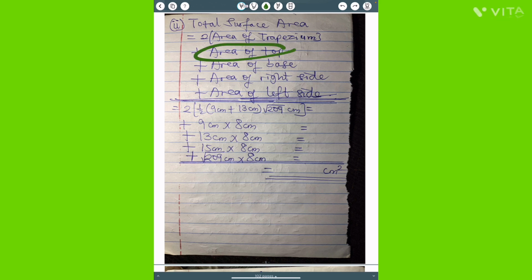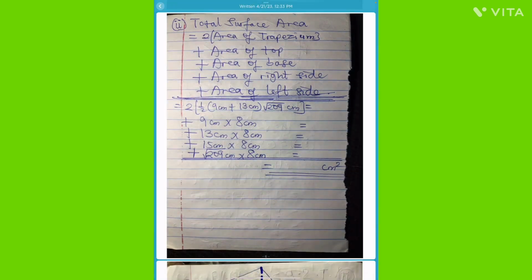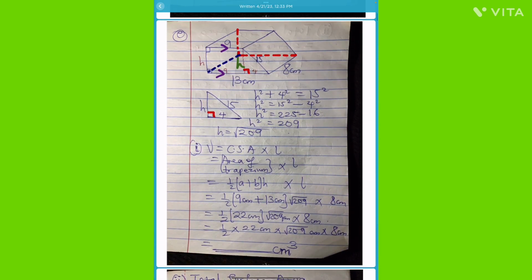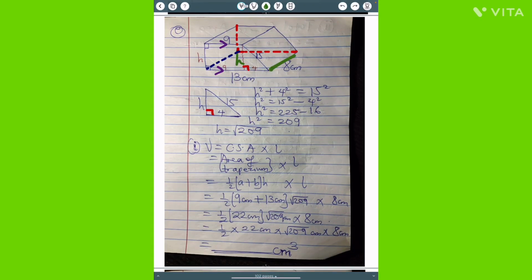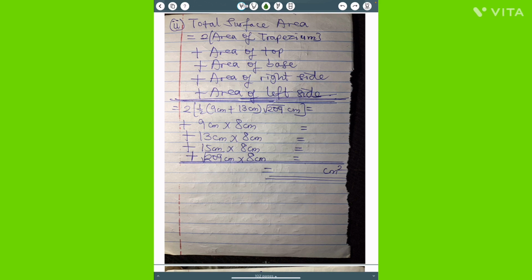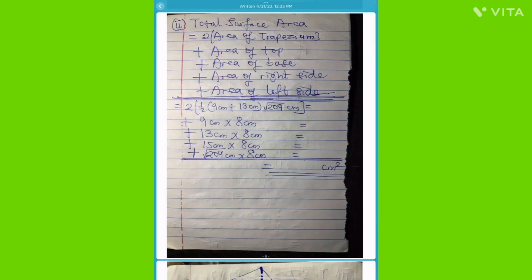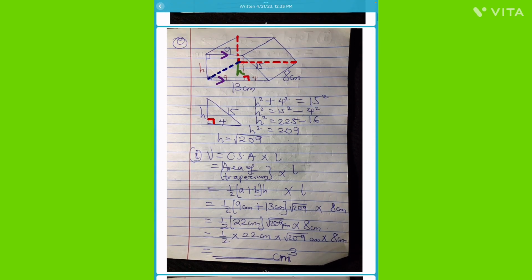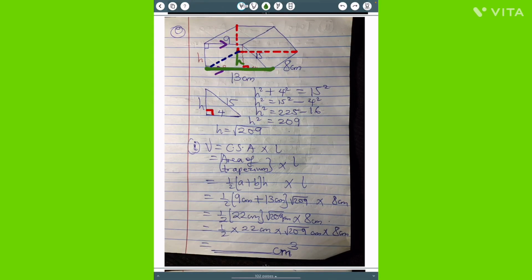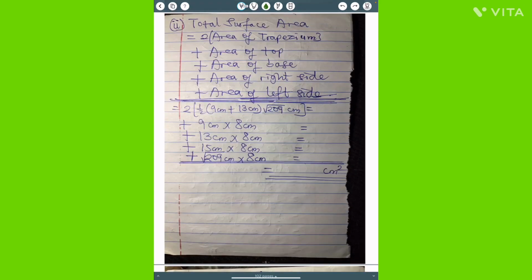Now, the area of the top is 9 by 8. The top is a rectangular top, 9 by 8. Since this side is 8, this side is also 8. So 9 by 8 is the area of the top. So I'll find the area of the top, keep it there. The area of the base is what? 13 by 8. The base is here, 13 by 8. That's the area of the base. This side is 13, this side is 8. So I'll find that and put it down.